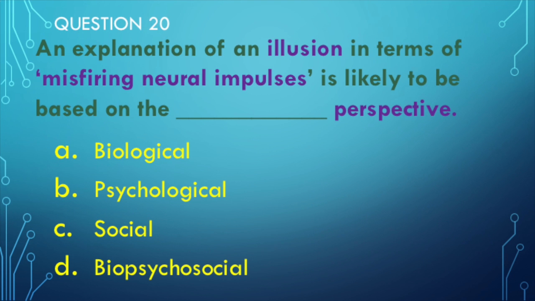Question 20. An explanation of an illusion in terms of misfiring neural impulses is likely to be based on the perspective: biological, psychological, social, or biopsychosocial.